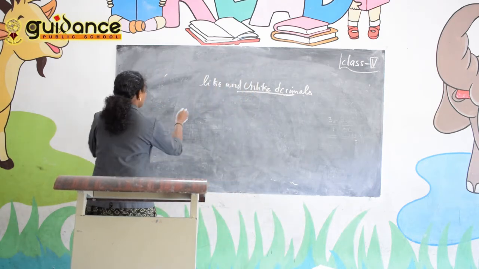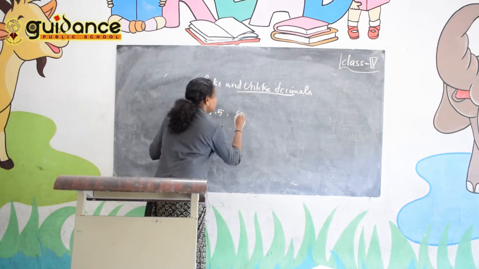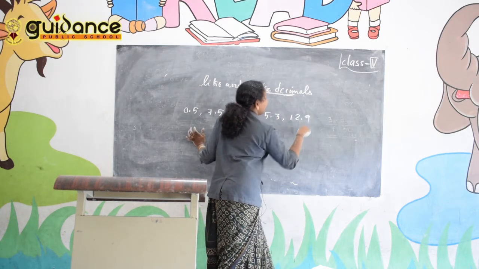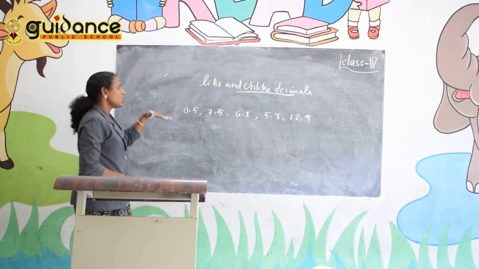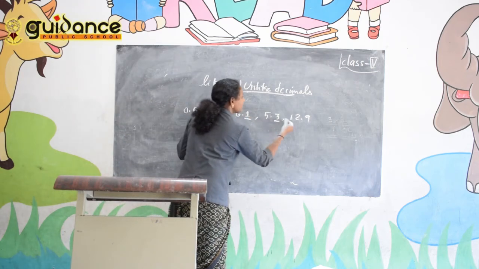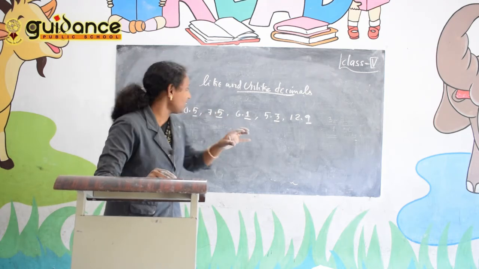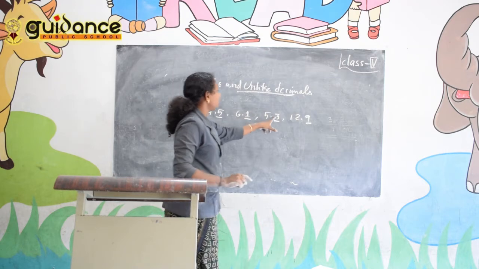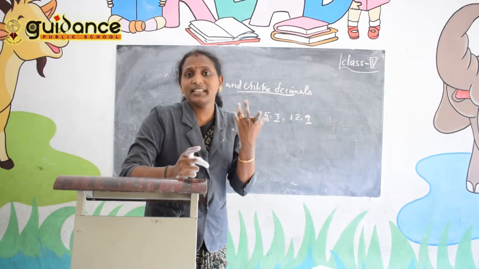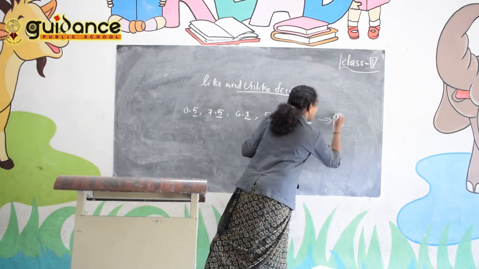So look at this example: 0.5, 7.5, 6.1, 5.3, 12.9. This is a set of like decimals. Look at the fractional part. It has the same number of digits, the number of digits in the fractional part, not in the whole number. Here 5, 5, 1, 3 and 9 each has only one digit. The number of digits on the fractional part is the same. That is very important. That is why it is called like decimals.